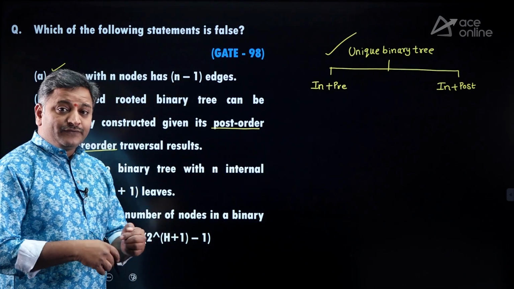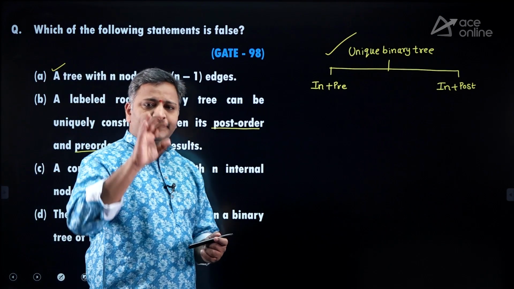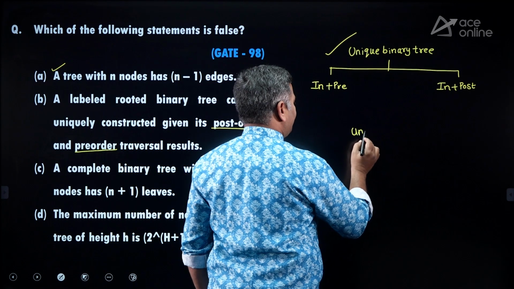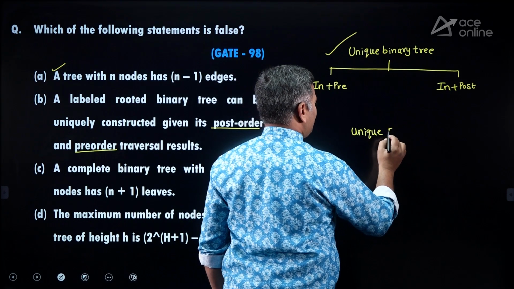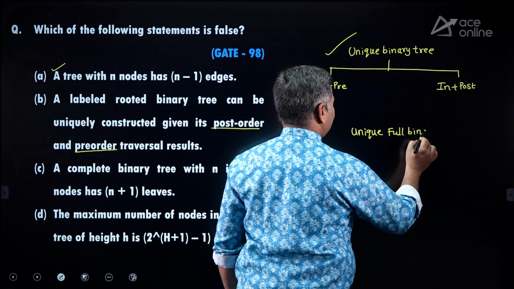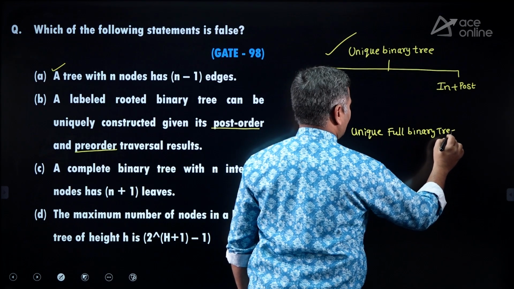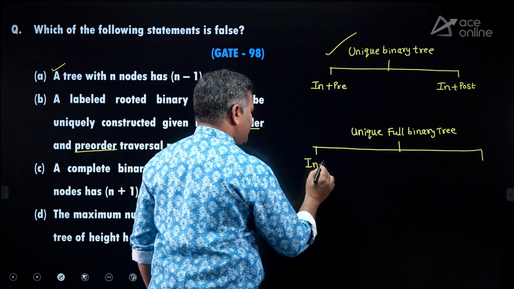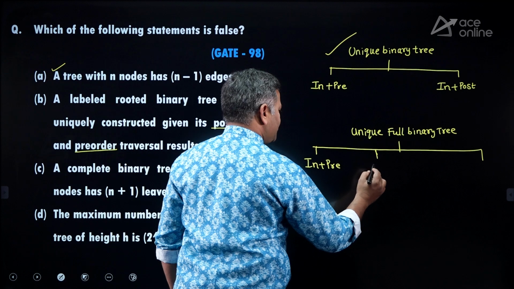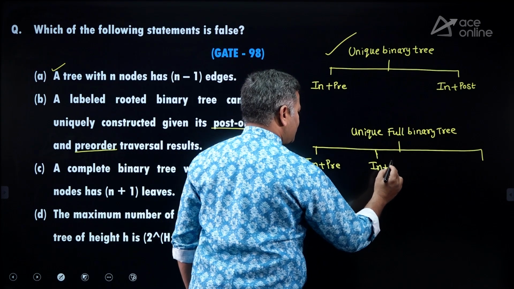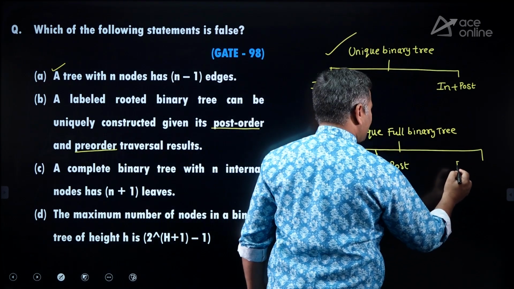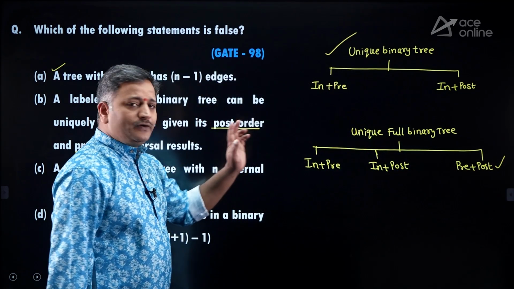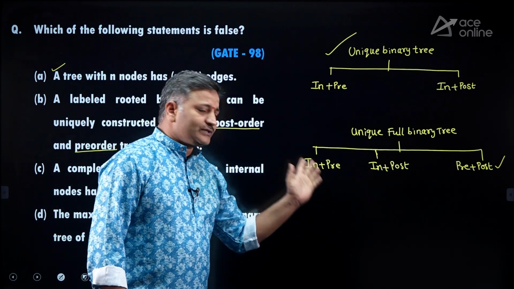But in the exam, if they ask for a unique full binary tree, full binary tree means every internal node has exactly 2 children. Then it is possible by using in-order plus pre-order, and also for in-order plus post-order, and even for pre-order plus post-order. You should remember these points. If they ask for a unique full binary tree, it is possible to construct it by using these combinations.